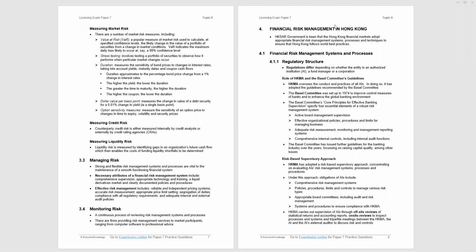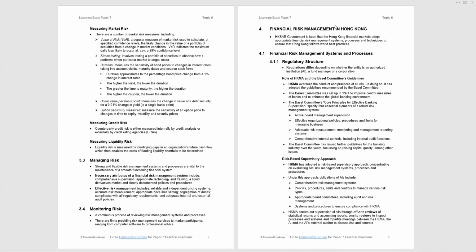Now, the core principles of effective banking supervision, as held up by the Basel Committee, specifies 4 elements of a robust risk management system. These 4 elements: active board management supervision, effective organizational policies, procedures, and limits for managing business, adequate risk measurement, monitoring, and management reporting systems, and we've covered some of that in the previous part of Topic 6, and comprehensive internal controls, including internal audit functions. Now, the Basel Committee has issued other guidelines for banking industry over the years, looking at raising capital quality, among other things. Okay, what about the HKMA and its risk-based supervisory approach?